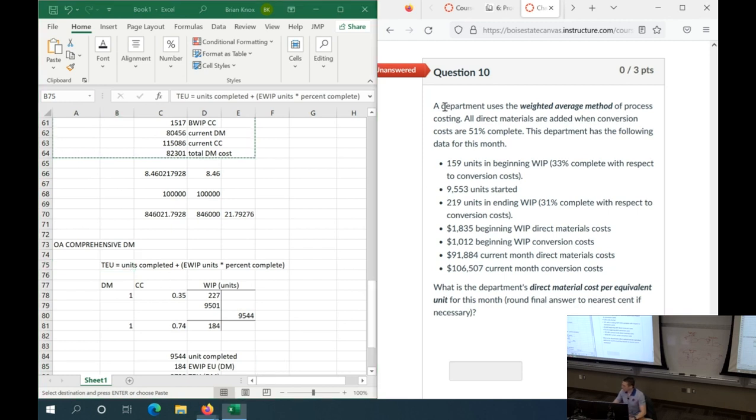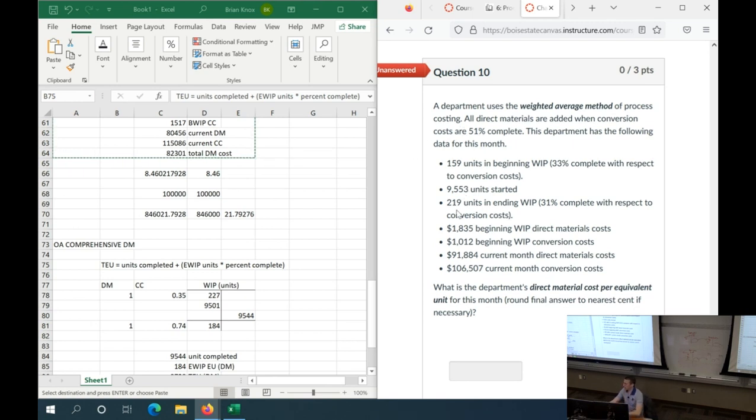All right, so we're still using the weighted average method. We still want a direct materials cost per equivalent unit. But look, this sentence is different. All direct materials are added when conversion costs are 51% complete, because we're pedantic. Just 51, because it randomly generated a number. I'm pretty sure this one is just within a range here.